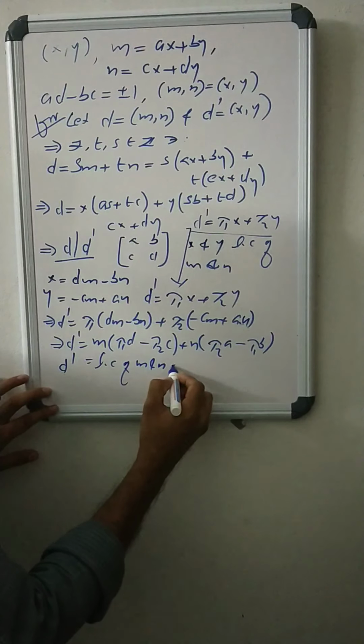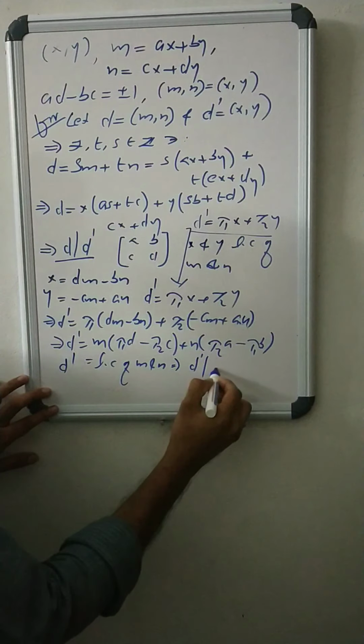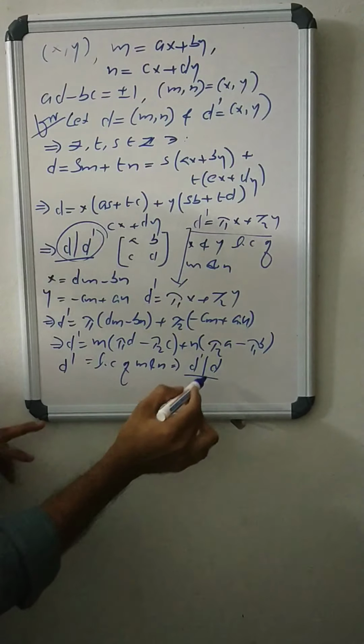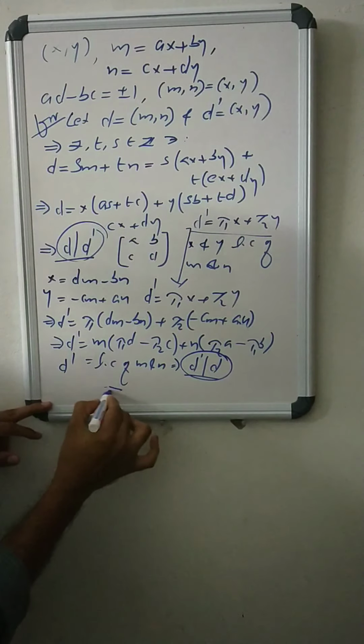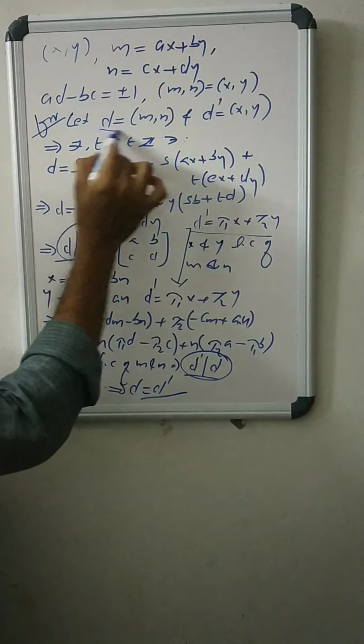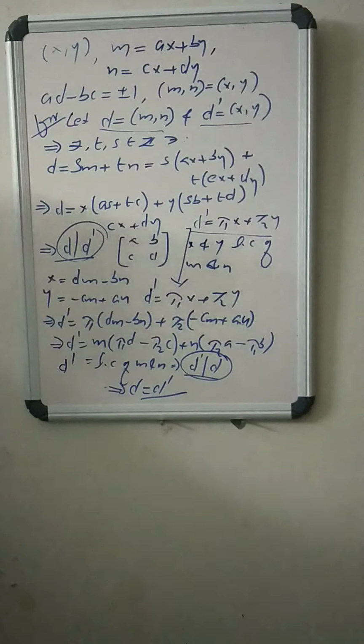That means d dash divides d. So d divides d dash and d dash divides d, which combined gives d equals d dash. What is d? d is the GCD of m and n, and d dash is the GCD of x and y. So d equals d dash means they have the same greatest common divisor. That is the requirement. Okay.